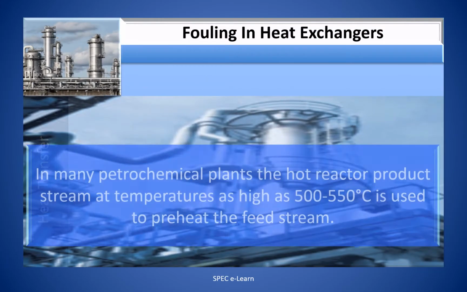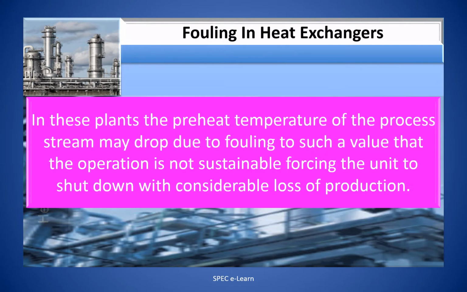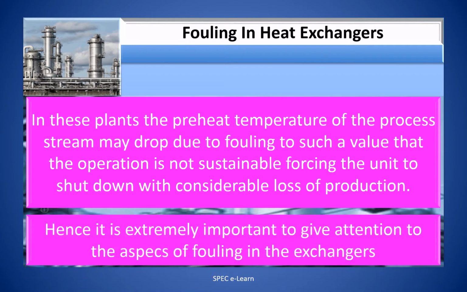In many petrochemical plants, the hot reactor product stream at temperatures as high as 500 to 550 degrees centigrade is used to preheat the feed stream. In these plants, the preheat temperature of the process stream may drop due to fouling to such a value that the operation is not sustainable, forcing the unit to shut down with considerable loss of production. Hence, it is extremely important to give attention to the aspect of fouling in heat exchangers.